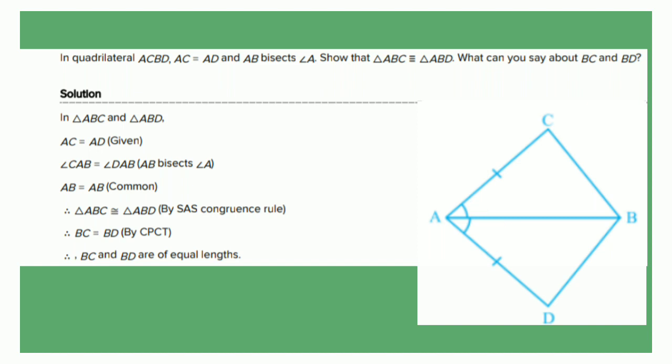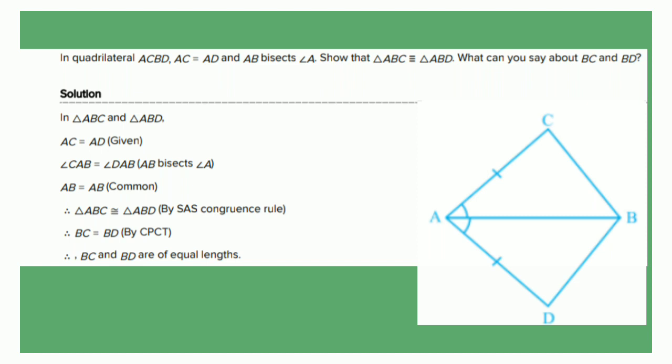Then the third measure is AB is the common side of these two triangles. That means AB equal to AB, it is the common side. So three pairs of measurements of these both triangles are equal. Corresponding three parts are equal in these two triangles. That means by using SAS congruence rule, triangle ABC congruent to triangle ABD. So it is proved these two triangles are congruent by using SAS congruence rule. So we can say BC equal to BD by corresponding parts of congruent triangles, that is CPCT.